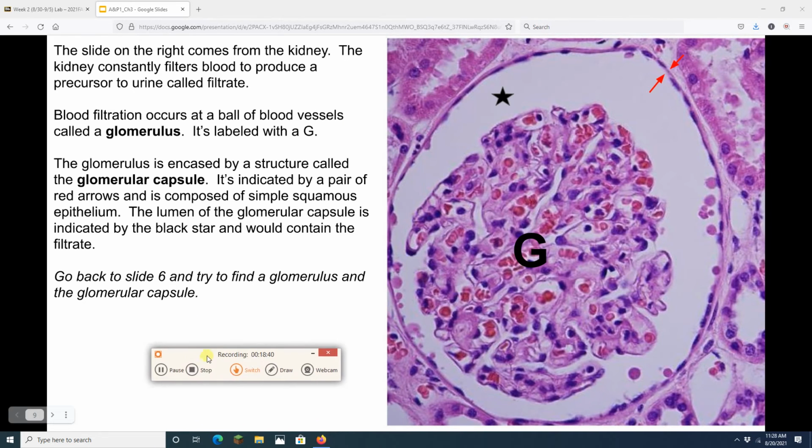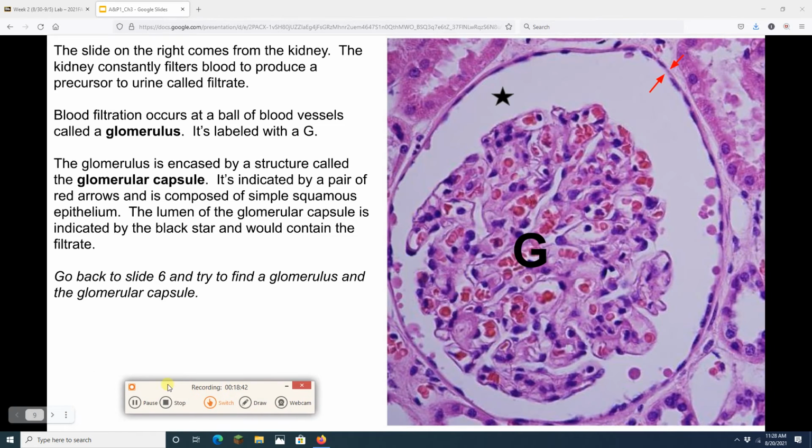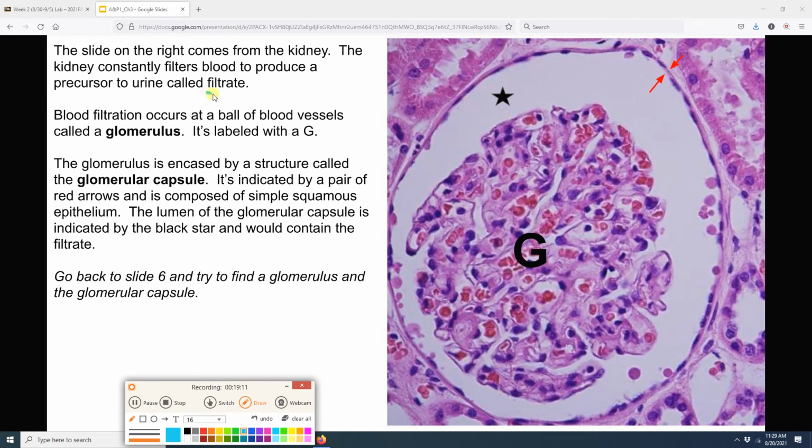And now we've moved on to a whole other organ. This is a slide from the kidney. We know the kidney makes urine, makes pee, right? The kidney makes pee by filtering blood. The kidney is constantly filtering blood. And when the kidney filters blood, you actually don't immediately get urine. So you get this precursor to urine that is called filtrate. It's got a great name. Why is it called filtrate? Because it just got filtered.